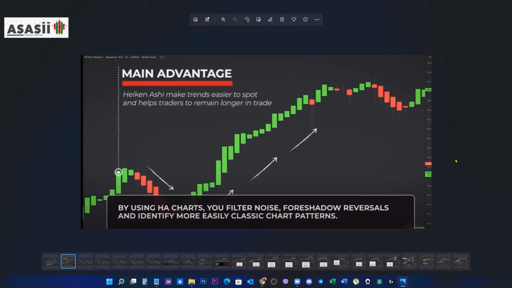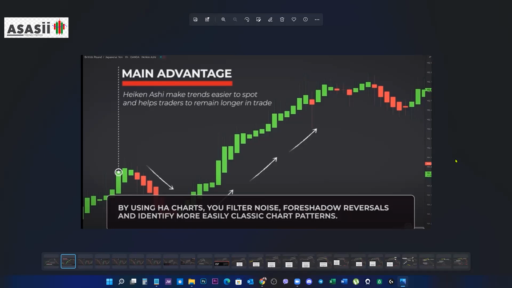And even foreshadow reversal, we will discuss it. The shadows, or in the normal candle, what we call the wick, the tail, we will see that here in Heiken Ashi. It's also different compared to normal candles. So we will discuss 5 important things in Heiken Ashi.